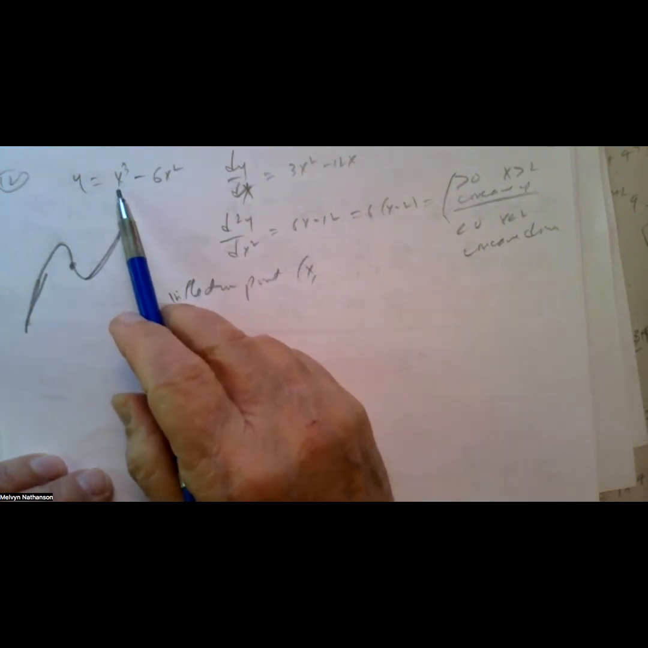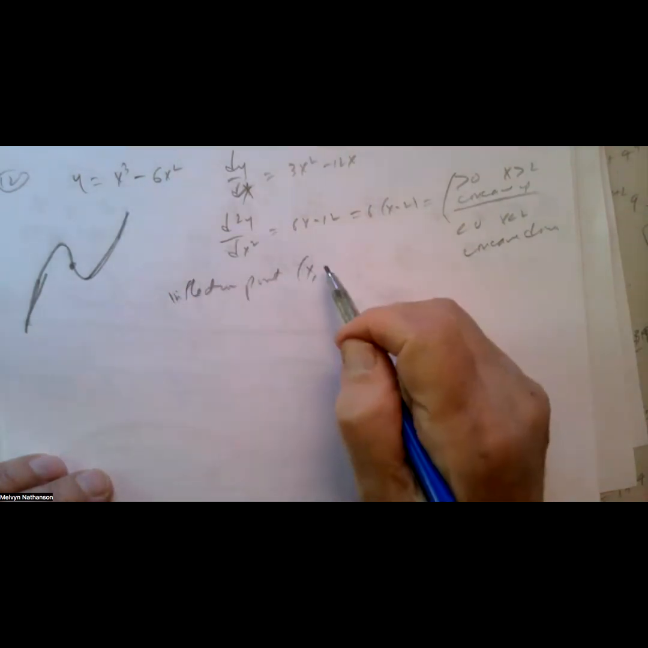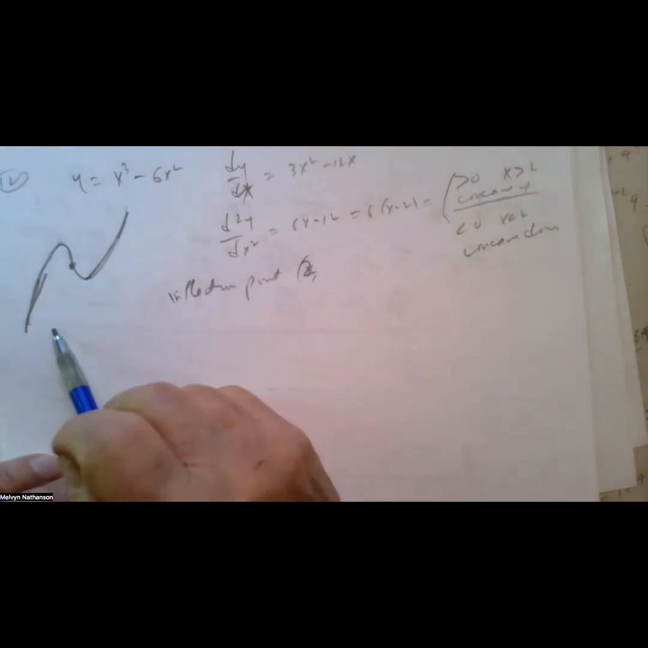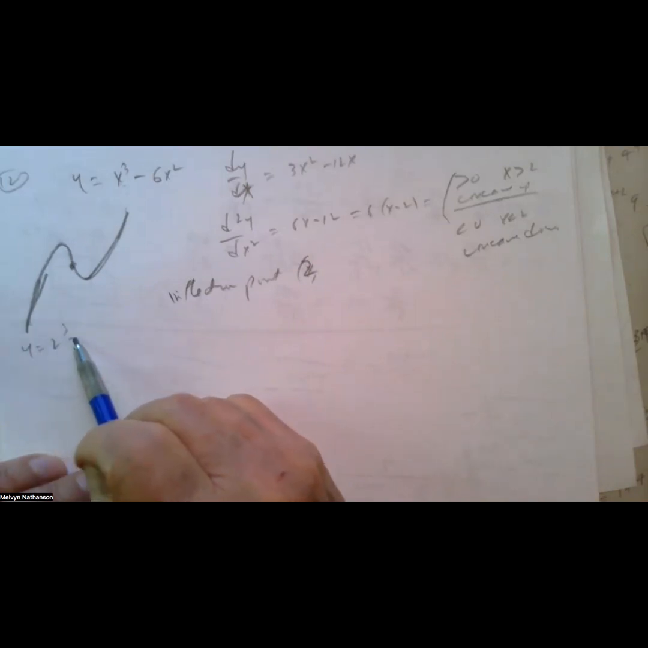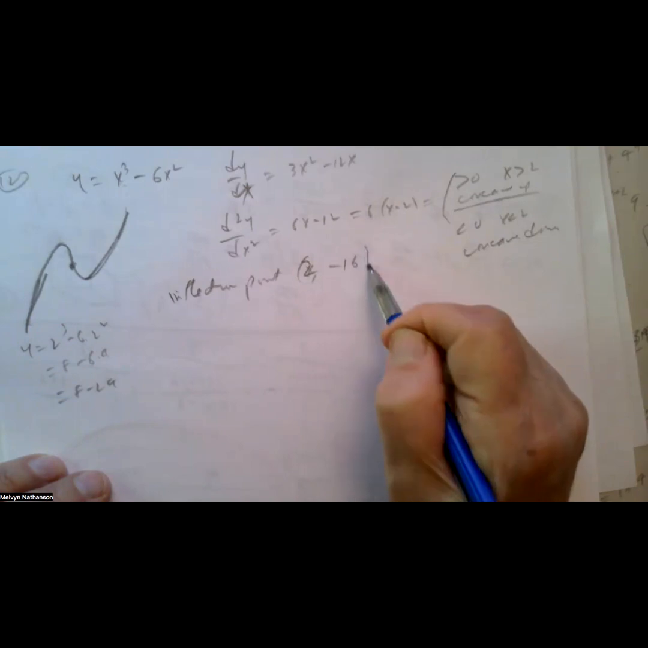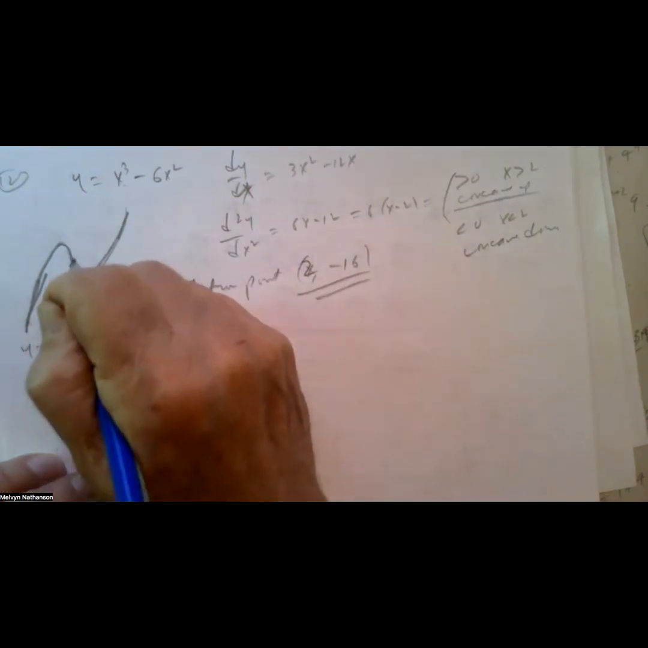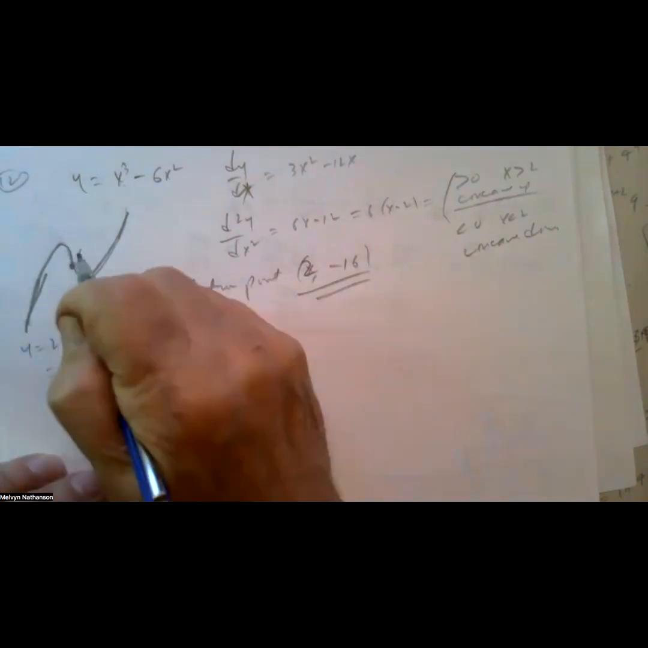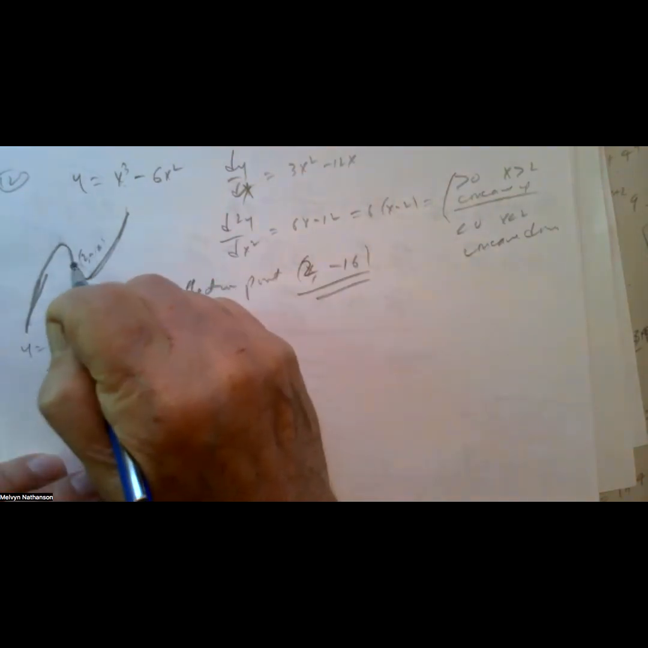When x is equal to 2, y is 2 cubed minus 6 times 2 squared. That's 8 minus 6 times 4, which is 8 minus 24, or minus 16. So that's the inflection point, the point (2, minus 16). Here the curve is concave up, and here the curve is concave down. So finding the concavity and the inflection points requires the second derivative.